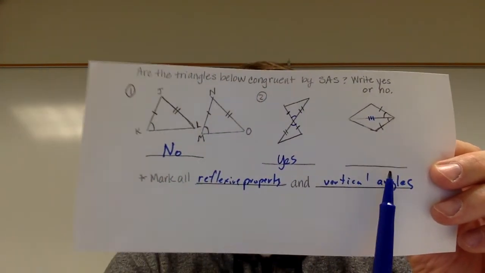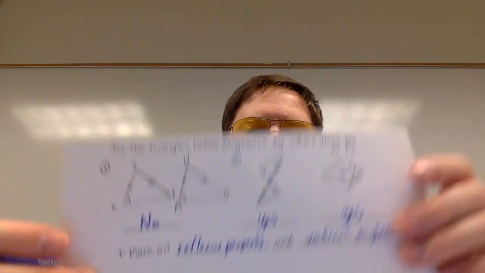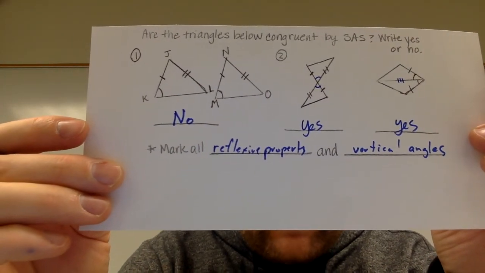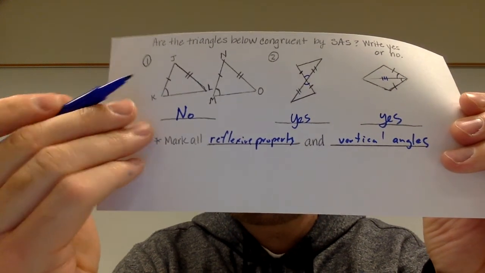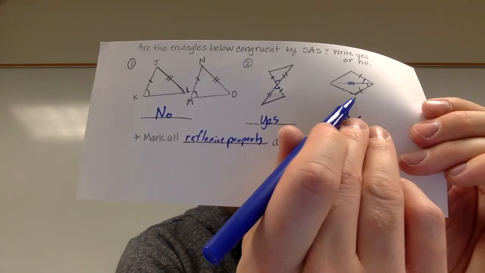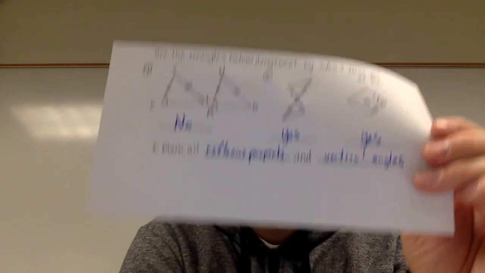Now let's go to the last one over here. Think about it and write your answer. If you wrote yes, you'd be right. Because in fact, side, angle, side are all marked congruent on both triangles. So that demonstrates side, angle, side.